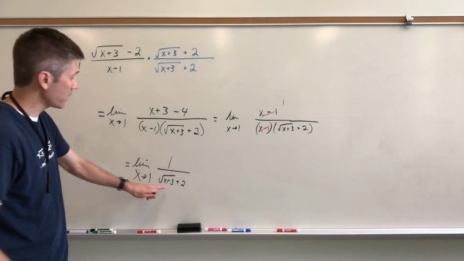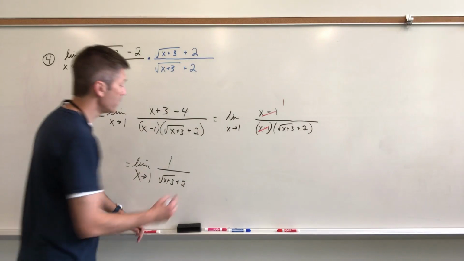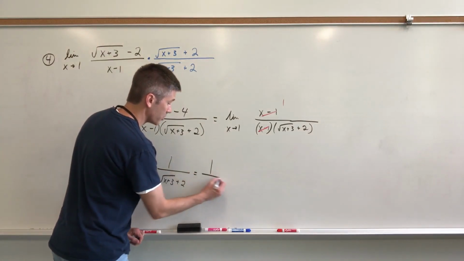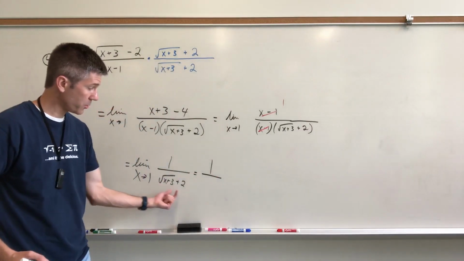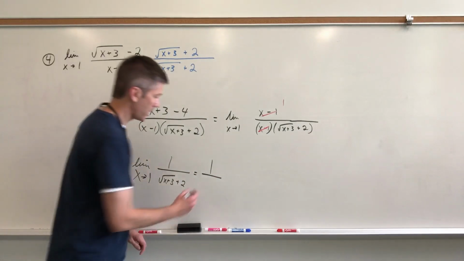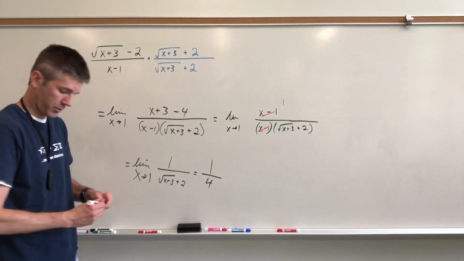So let's do. When I plug a 1 in, I'd have, well, 1 plus 3, so 4. The square root of 4 is 2. This becomes a 2. That becomes a 2. And that gives me 1/4. There you go.